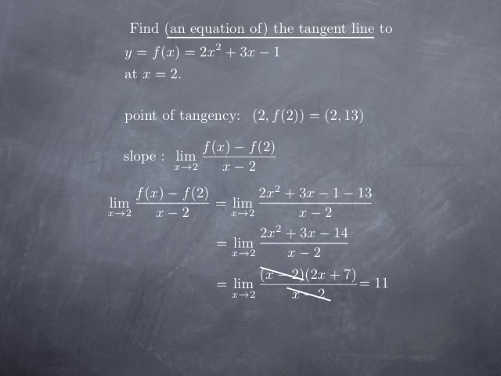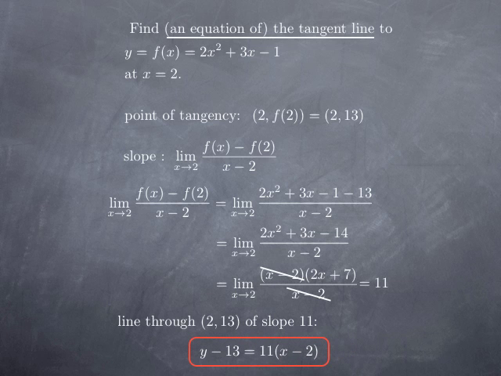This is our slope. Now the tangent line that we're looking for is the line through the point of coordinates 2, 13, and of slope 11. Therefore, its equation is y minus 13 equal 11 times x minus 2. In other words, y minus the second coordinate of the point of tangency equals the slope multiplied by x minus the first coordinate of the point of tangency.